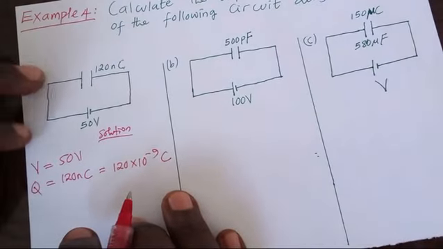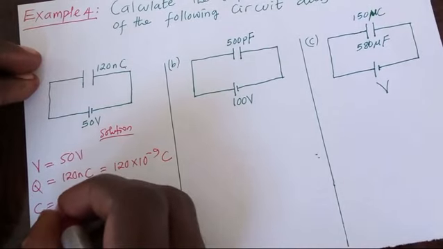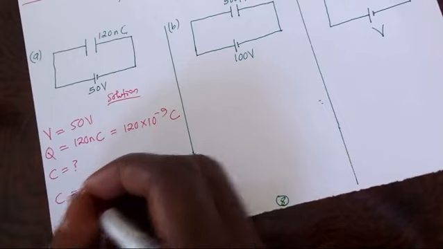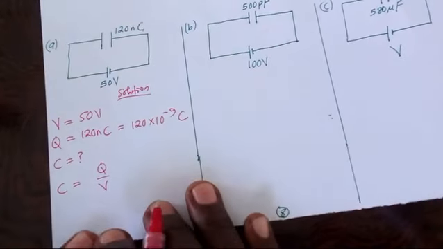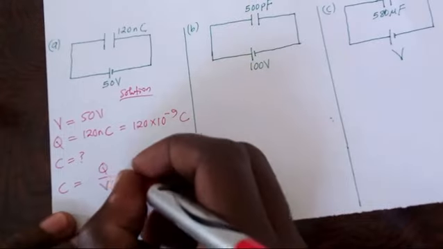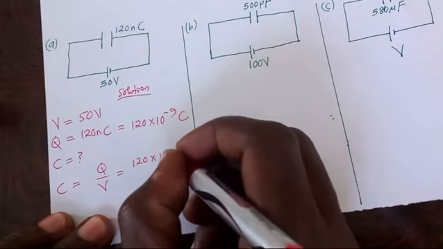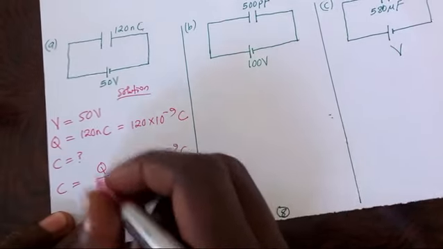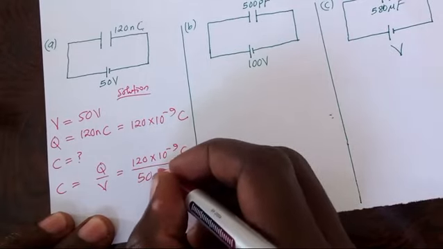Okay, what parameter is not given? It means the capacitance of the capacitor, C, is not given. So let's find the C. We say C is equal to Q upon V, our formula. Now we can substitute. Q is 120 times 10 to the power of minus 9 in coulomb divided by V, and our V is just 50 volt.